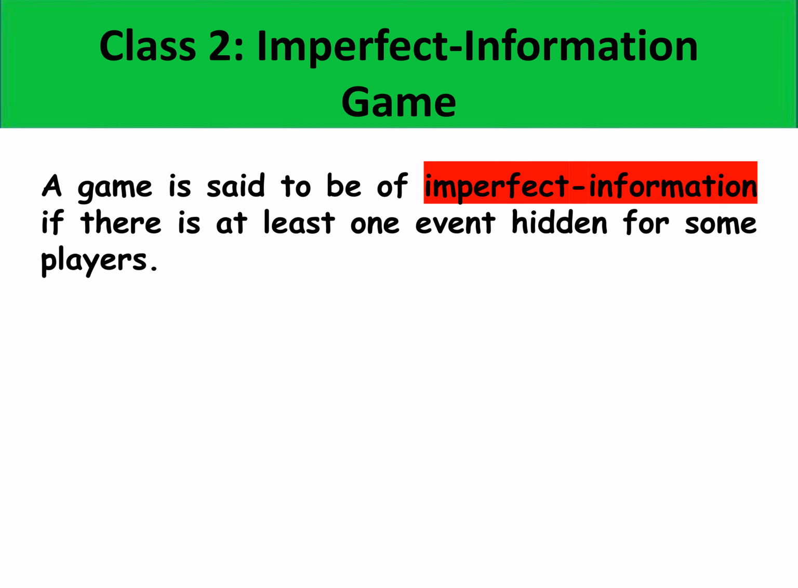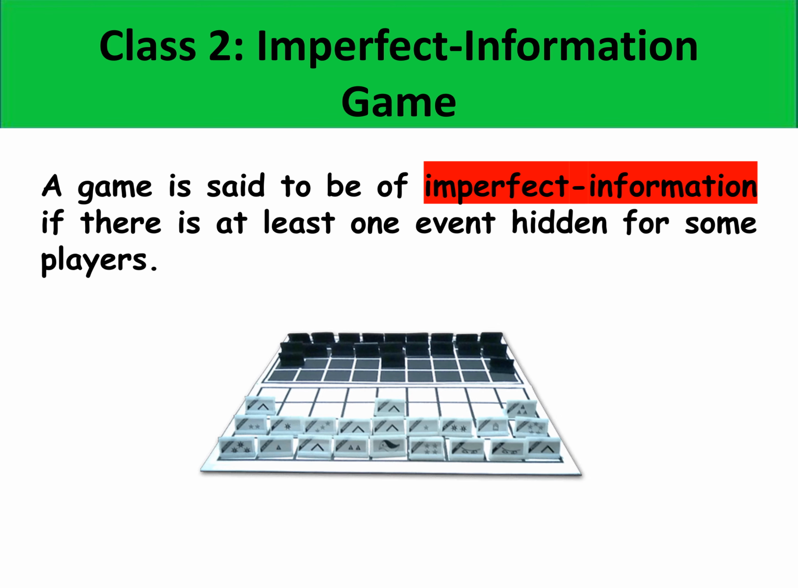If there is at least one event hidden for some players, we say that the game is of imperfect information. An example of this game is the Game of the Generals, and it is a board game like chess, but the pieces can only be moved forward, backward, left, or right. The board pieces represent a military ranking.